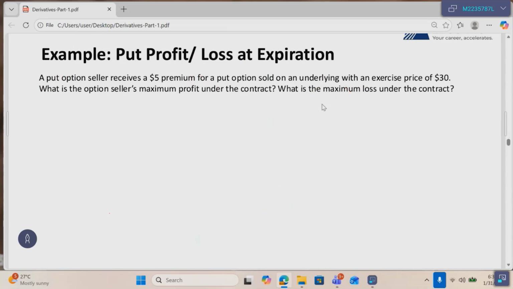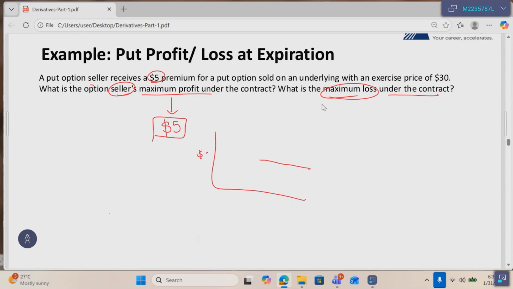What is the seller's maximum profit and what is the maximum loss under the contract? Now, this is from a seller's point of view. So you do one thing, you think of the buyer, no? Leave the seller. Okay, see, the option seller receives a $5 premium. He will never receive anything more because it's an option. So can I conclude that the maximum profit is $5? He will not get more than that. That's why the diagram was like this, right? The diagram was like this.